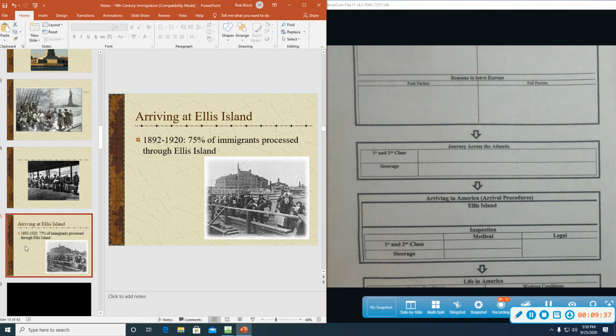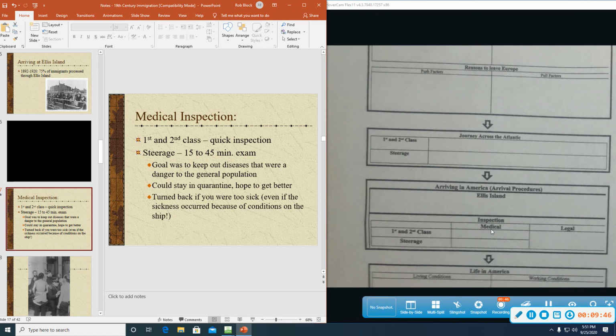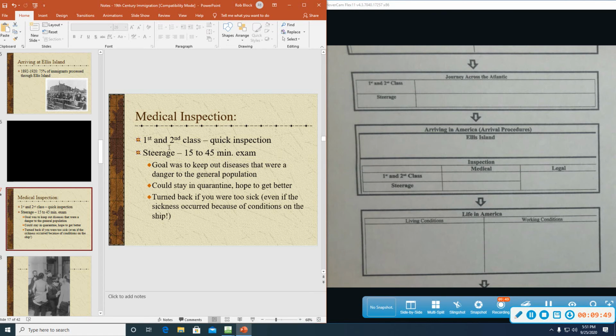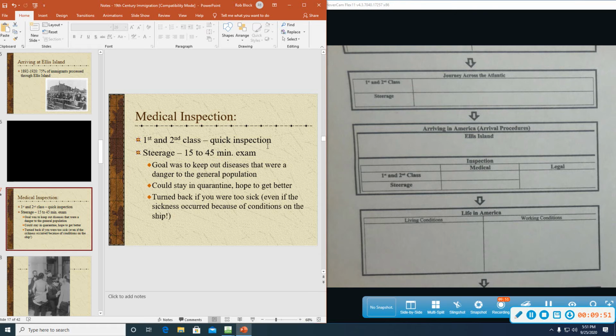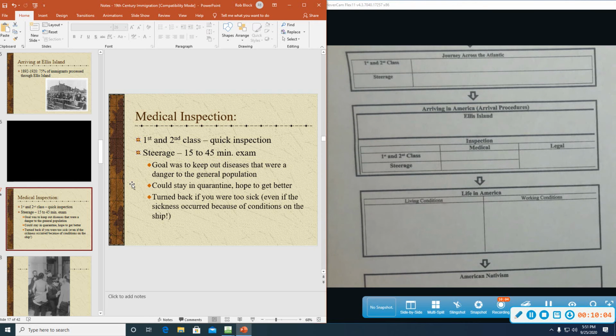All right, so let's go ahead and skip on down to the medical inspections. So here's the medical part right here. All right, so first and second class, they had a quick medical inspection. And the steerage, they could get through the medical inspection in 15 to 45 minutes. The goal was to keep out diseases that were a danger to the general population. You want to keep out diseases like tuberculosis. They could stay in quarantine to hope to get better, but sometimes they were turned back because they were too sick.